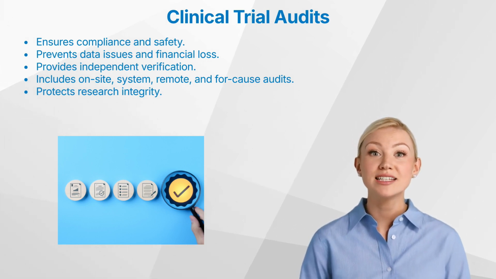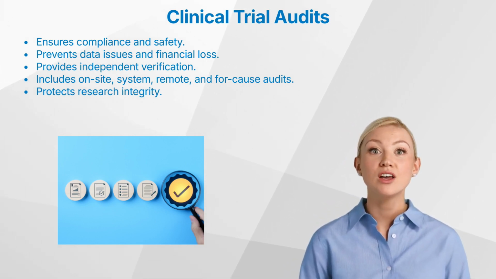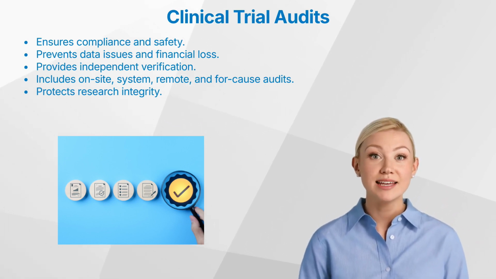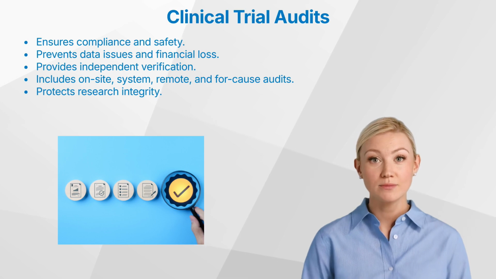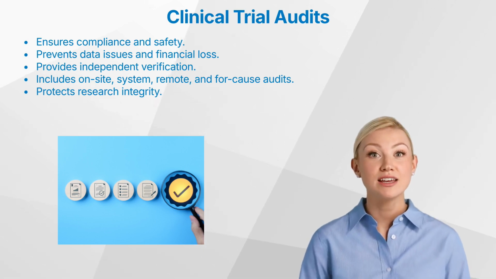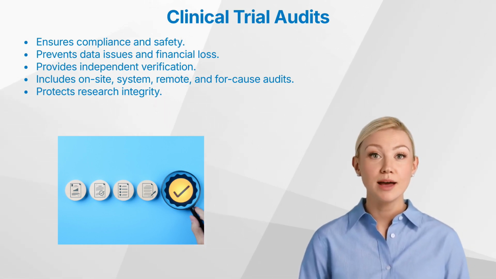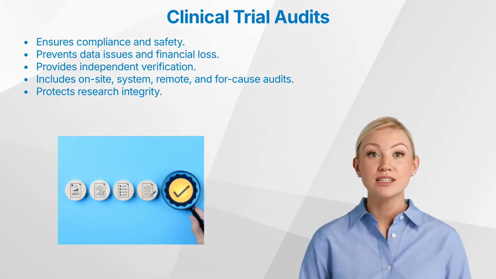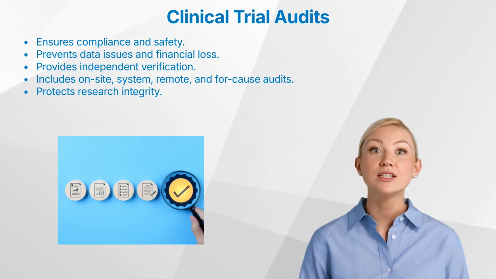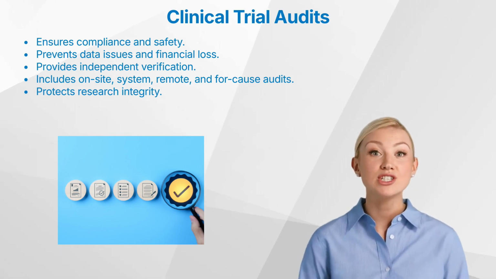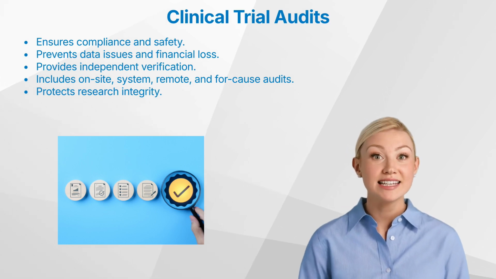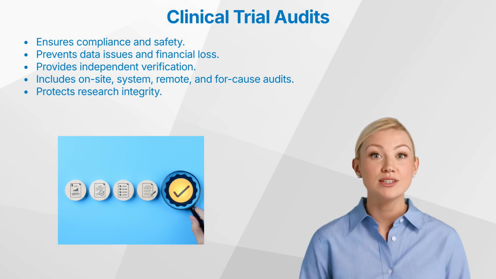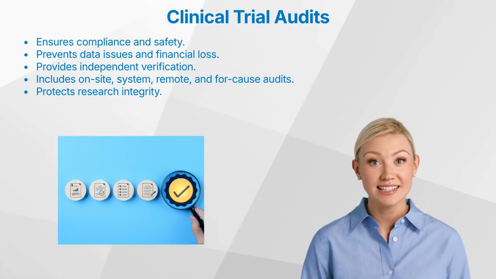There are different types of audits depending on the focus and scope. On-site audits are conducted at the physical location of the clinical trial, focusing on investigator compliance, patient safety, and document accuracy. These audits assess not only adherence to regulatory requirements, but also site practices such as drug storage, informed consent processes, and staff training. System audits, on the other hand, evaluate the overall processes and systems used in trial management, including data handling, safety reporting, and regulatory compliance. These audits help identify systemic issues that could affect multiple trials within an organization.